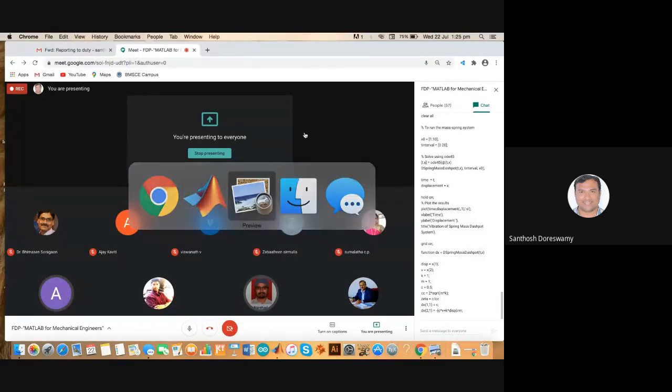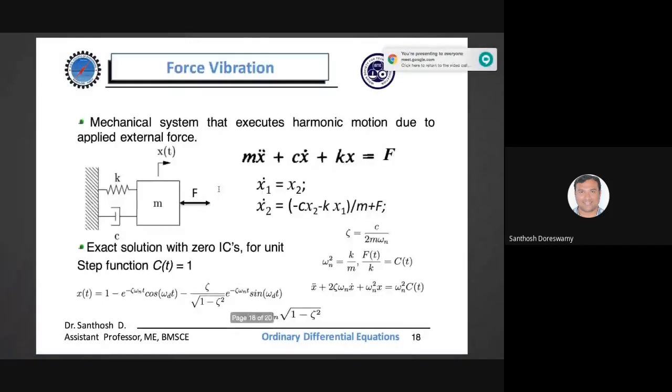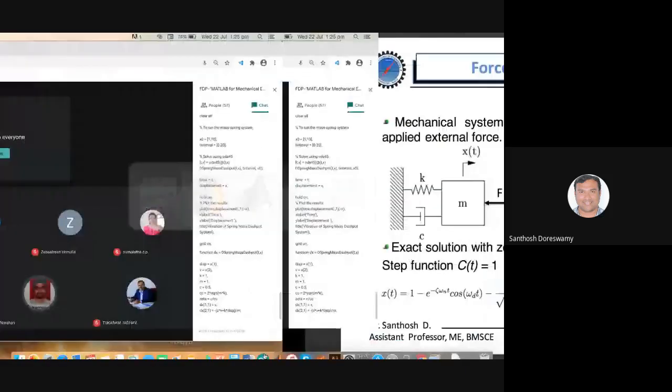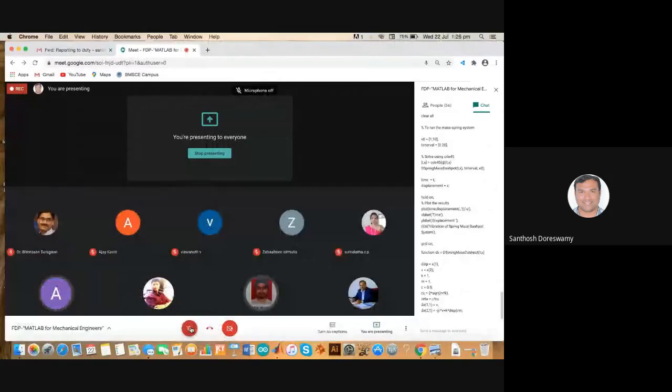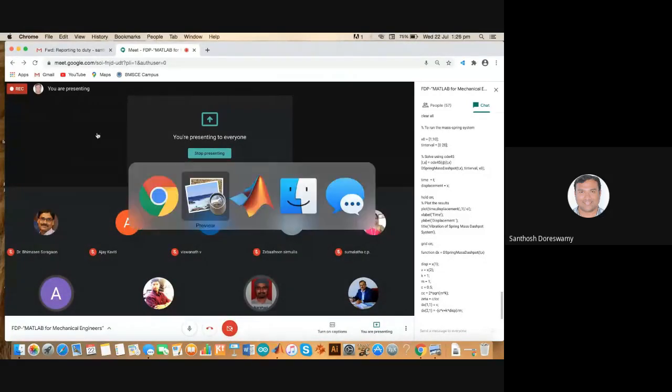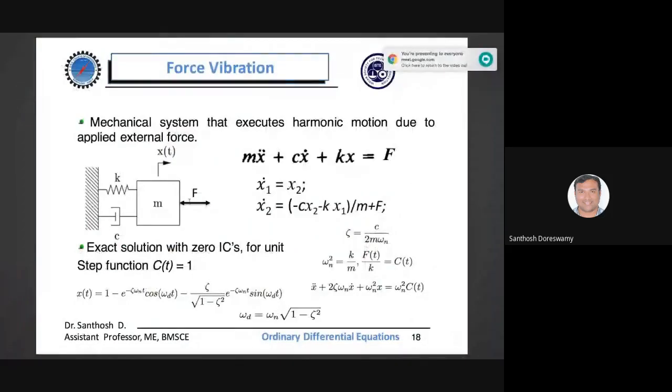Now we'll go for case 4 very quickly. It's a forced vibration problem. Instead of setting the mass to undergo motion with only initial conditions, now we will superimpose this problem. We'll set up initial conditions as well as, just one second, yes, we will apply an external force to the mass.